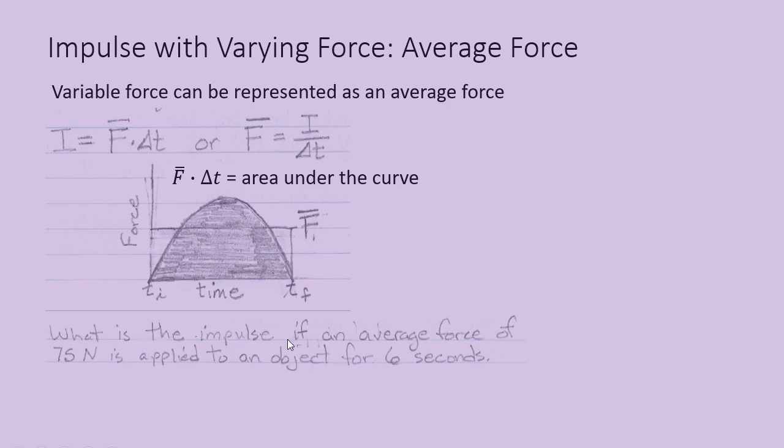What is the impulse if an average force of 75 newtons is applied to an object for 6 seconds? We just use our formula. Impulse is equal to the force times delta t, and we find that the impulse applied to the object was 450 newton-seconds.